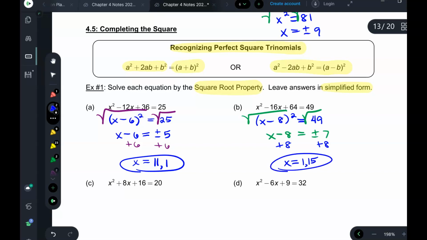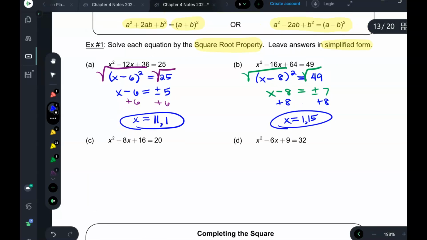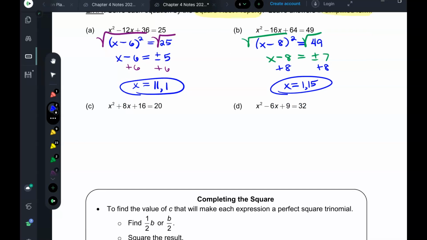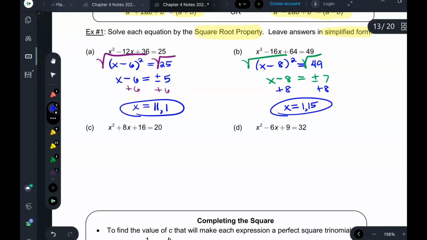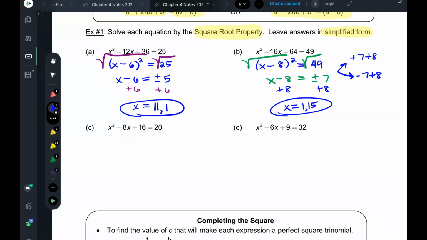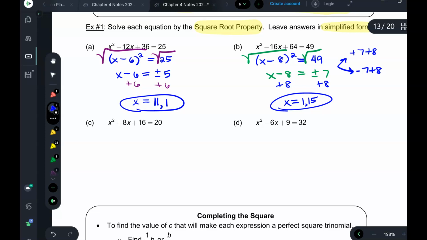Am I going too fast? Wait, 7 minus 8 is negative 1. So it's positive 7 plus 8 or negative 7 plus 8. So if you want to write it out separately, positive 7 plus 8 is 15, or negative 7 plus 8 is 1. Because it's the plus or minus 7, but you're adding 8 to both sides.